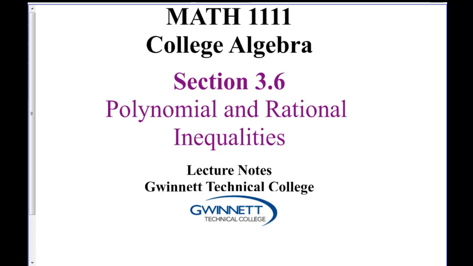All right, so for 3.6, polynomial and rational inequalities. So we had started talking about inequalities in the last section, but we were just doing linear inequalities. So we only had variables, so we only had x, we didn't have any x squared. We also did not have any variables in the bottom because we did not have any fractions or rational expressions within our inequalities. So these are a little bit more involved.